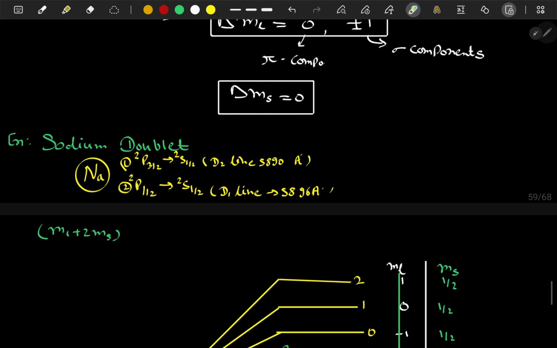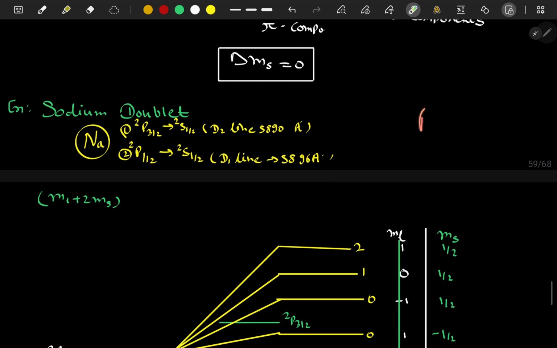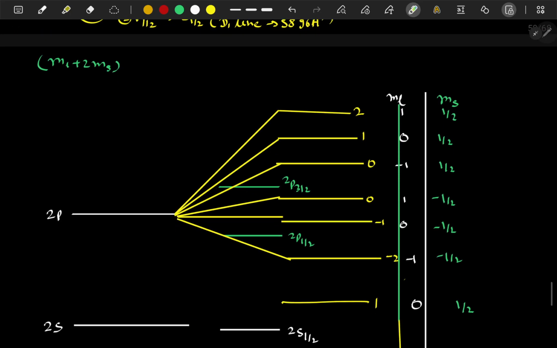Now the sodium doublet: P3 by 2 to S1 by 2, P1 by 2 to S1 by 2. This is the D1 line and this is the D2 line. P3 by 2 is higher energy, so D2; lower energy, D1. Lower energy, higher wavelength, 5896; higher energy, lower wavelength, 5890. Clear. Sodium you will never forget.